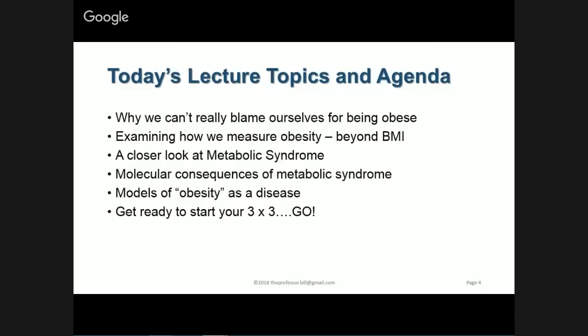We're going to look at how we measure obesity again, slightly differently, as well as how we go about measuring fat levels and why those are important. They're not the same thing. And then we'll get into what metabolic syndrome is, and then we'll look at some of the molecular consequences of what metabolic syndrome is as well. And then we'll start to look very briefly at the end today, some of the models of obesity.